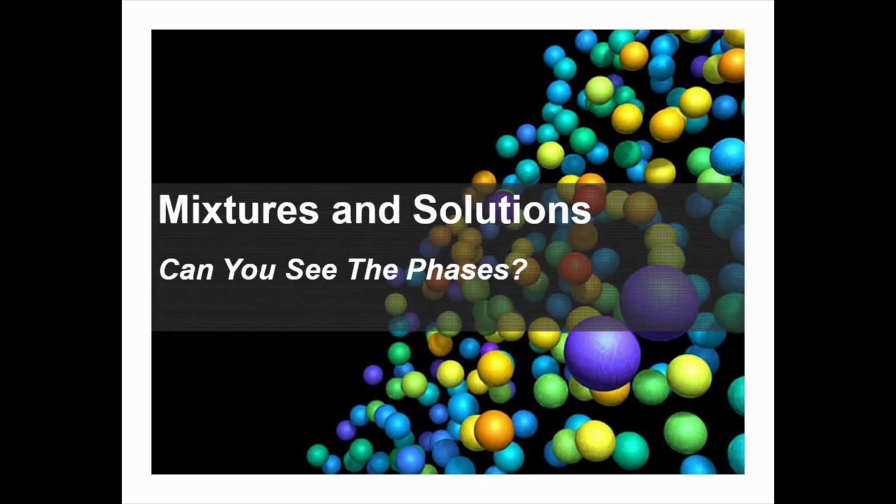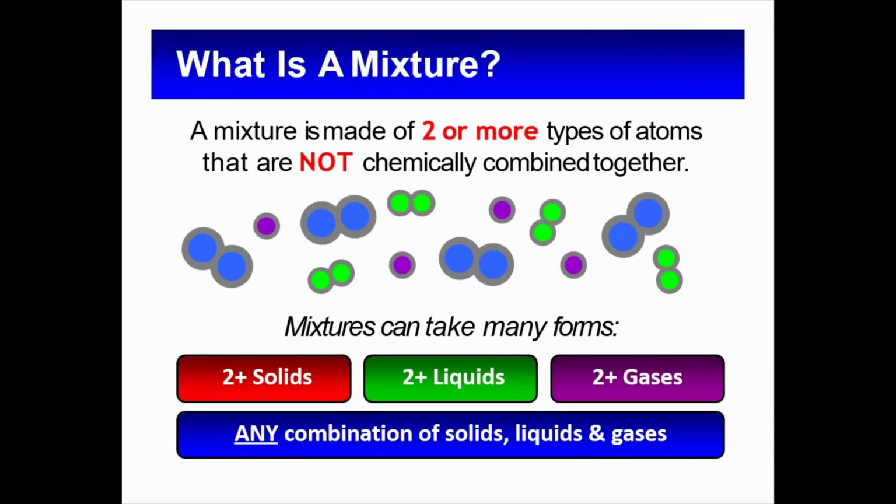Okay, so we took in the first part of the lesson, the elements, compounds, and atoms, and now we are going to take the second part, which is about mixtures and solutions. So what is a mixture? A mixture is made up of two or more types of atoms that are not chemically combined together.